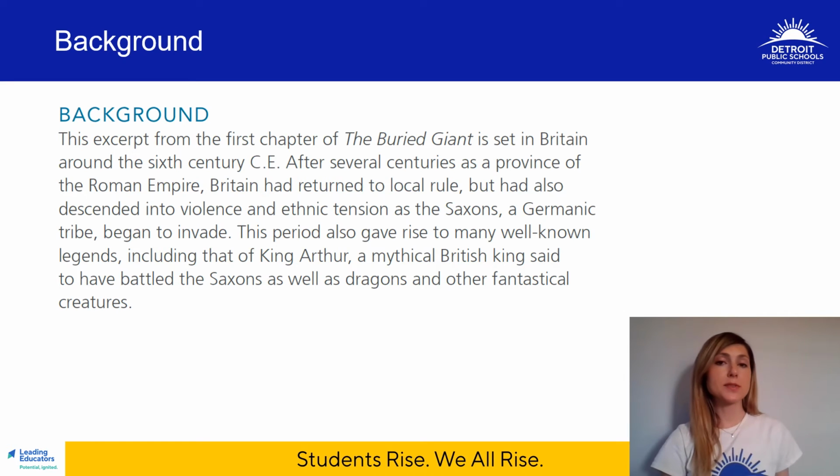Again, this is found in your book, so feel free to read along at the same time. This excerpt from the first chapter of The Buried Giant is set in Britain around 6th century CE. After several centuries as a province of the Roman Empire, Britain had returned to local rule, but it also descended into violence and ethnic tension as the Saxons, a Germanic tribe, began to invade. This period also gave rise to many well-known legends, including that of King Arthur, a mythical British king said to have battled the Saxons, as well as dragons and other fantastical creatures.